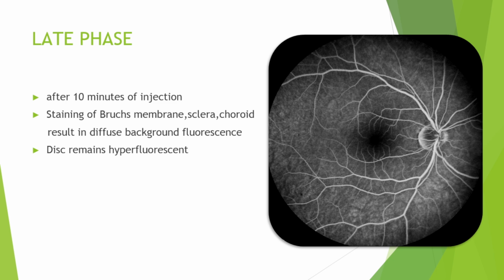Next is the late phase, where it occurs after 10 minutes of injection. There is staining of the Bruch's membrane, sclera, and choroid, resulting in a diffuse background choroidal fluorescence. The disc is seen hyperfluorescent in this phase.